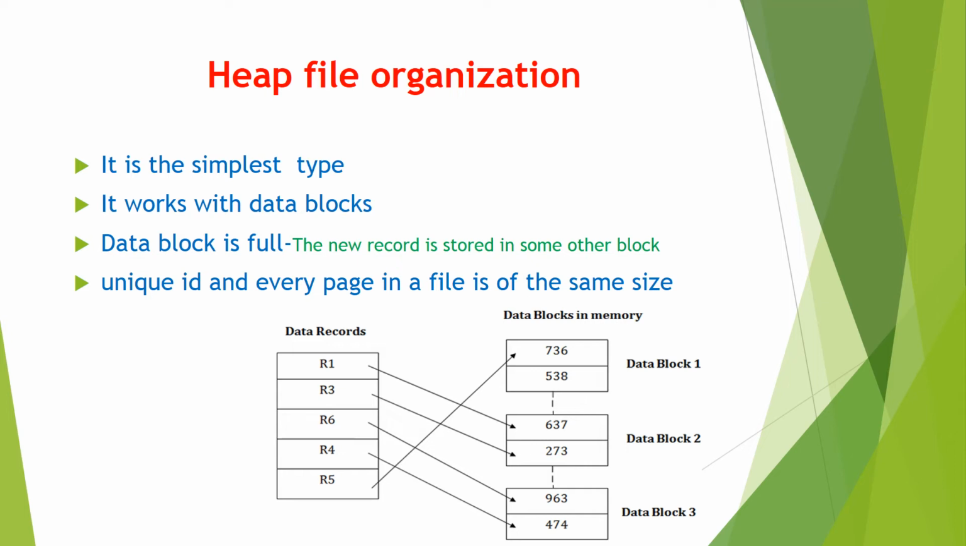This new data block need not be the very next data block actually, but it can select any data block in the memory to store the new records. The heap file is also known as an unordered file. In the file, every record has a unique ID and every page in a file is the same size. It is the responsibility of the DBMS to store and manage the new records.